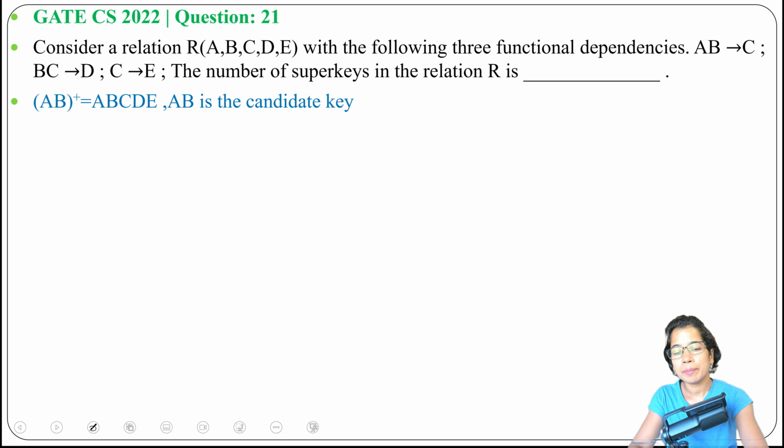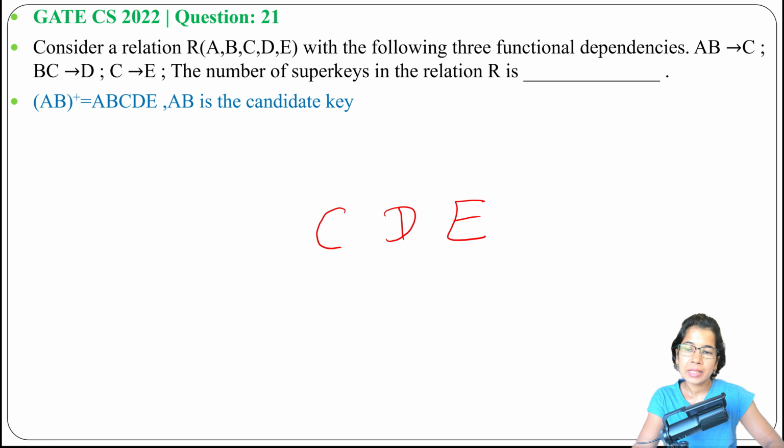Now from A, B, C, D, E, A and B are the candidate key, or you can say prime attributes, whereas C, D, E are the non-prime attributes. There are three non-prime attributes C, D and E. So any superset of AB is a superkey. So AB combined with any combination of C, D, E will be our superkey. C, D, E, there are three attributes, so there can be 2 power 3 possible, which is 8. So there can be 8 combinations of C, D, E.